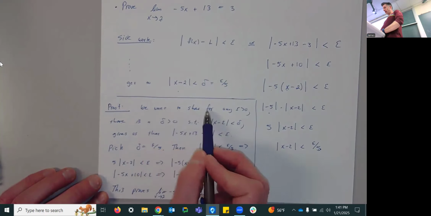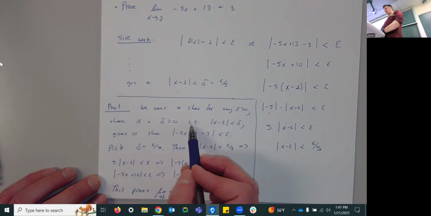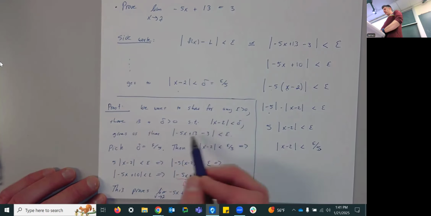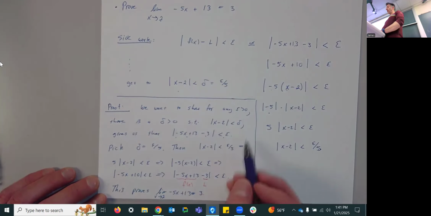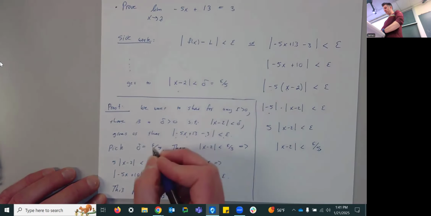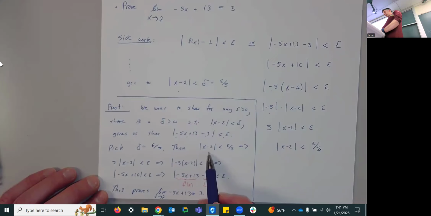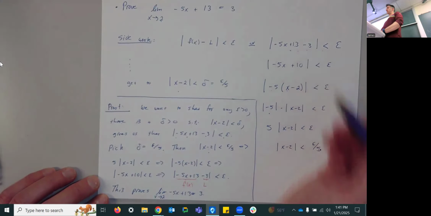We want to show for any epsilon greater than 0, there is a delta greater than 0 such that, what I really wanted to write here, if the absolute value of x minus 2 is less than delta, then the absolute value of negative 5x plus 13 minus 3 is less than epsilon. Those are the words I really should have written, but I forgot a word. And then we picked delta to be the thing we found over here, and then we work backwards until we get to f of x minus the limit less than epsilon.